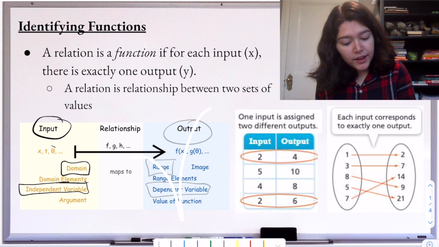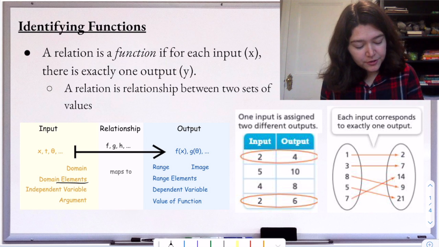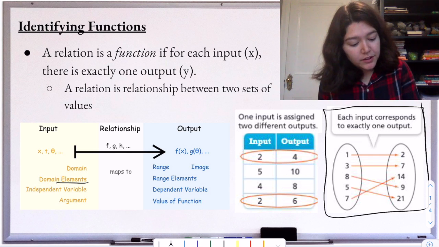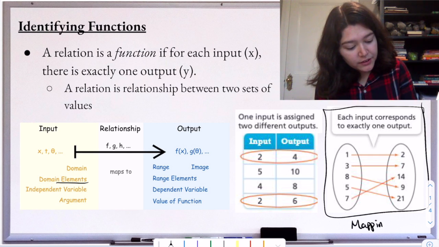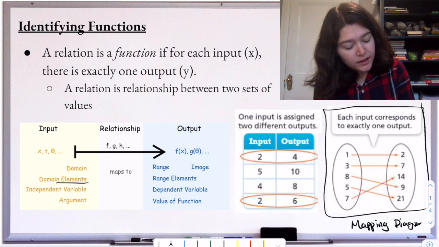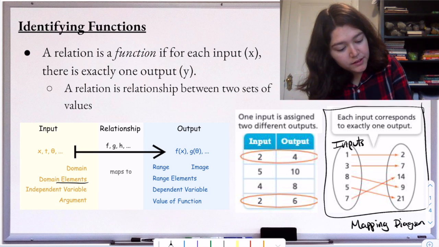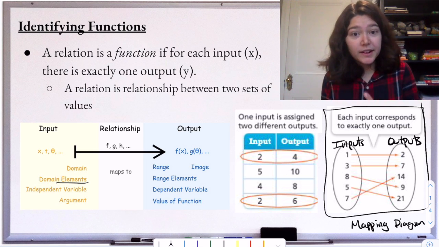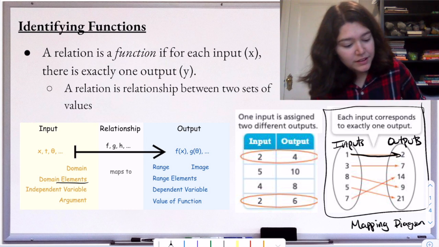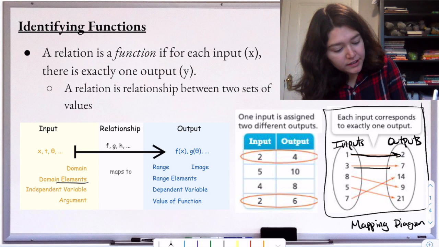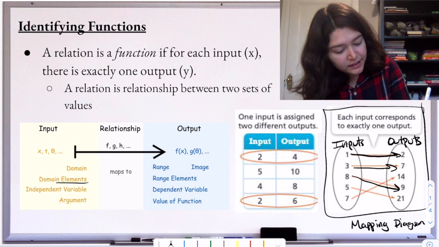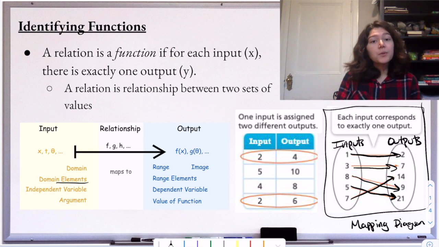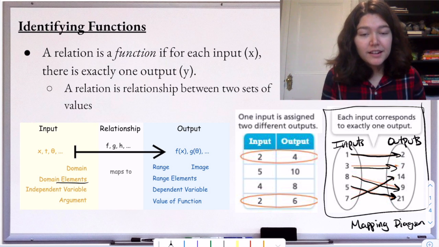So an example of a function is over here on the right. Each input corresponds with exactly one output. This is called a mapping diagram. On the left-hand side, we have our inputs, and on the right-hand side, we have our outputs. Okay, so if I have an input of 1, I press 1, that's my starting value. I'm going to get a 2 in this case. When I have an input of 3, I get a 7. When I have an input of 8, I get a 9. A 7, I get a 14, and a 5, I get a 21. For each input, there is only one output that I'm going to get. So that is a function.